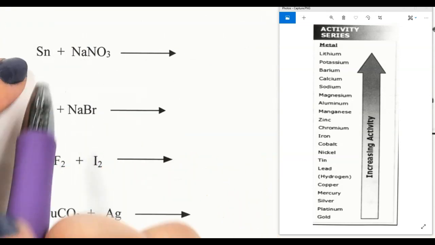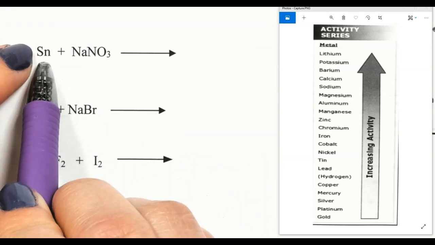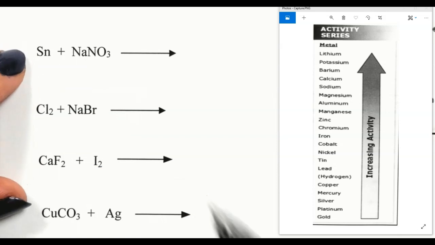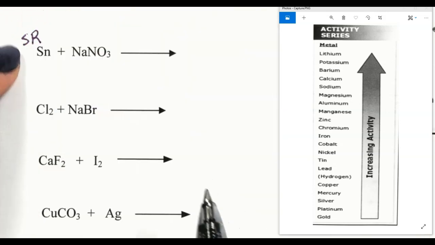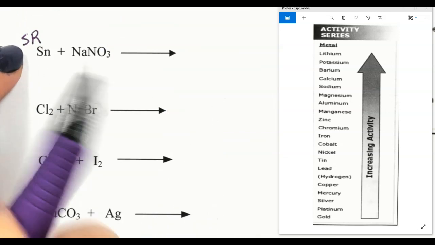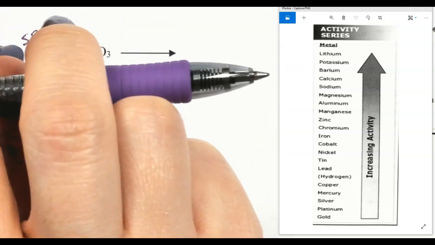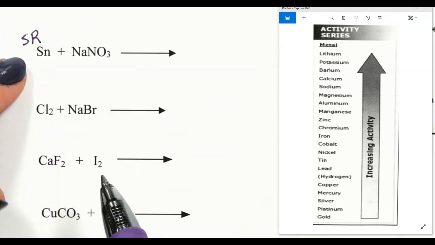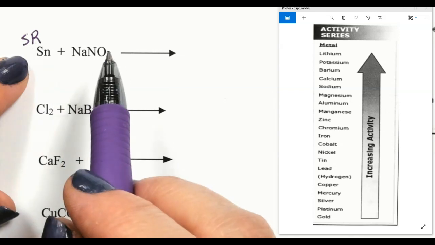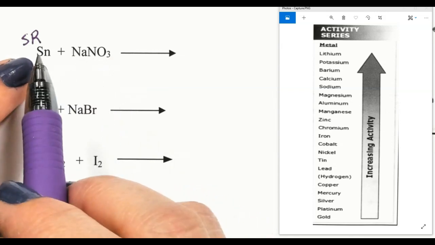So just a reminder, when you see a single element plus a compound, that's going to be a single replacement reaction. So that's what we're focusing on. And when you have a single replacement, you have to use the activity series to determine, is that reaction going to happen? And if so, then predict your products. So first, we're going to put our smiley faces, our frowny face, and our star.